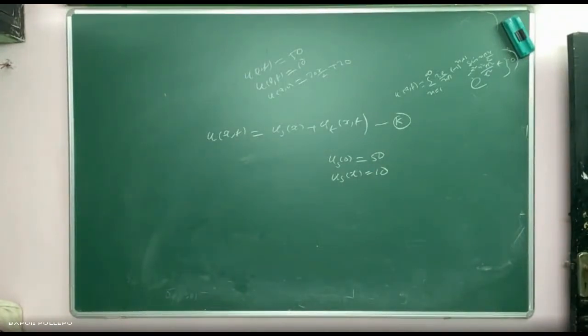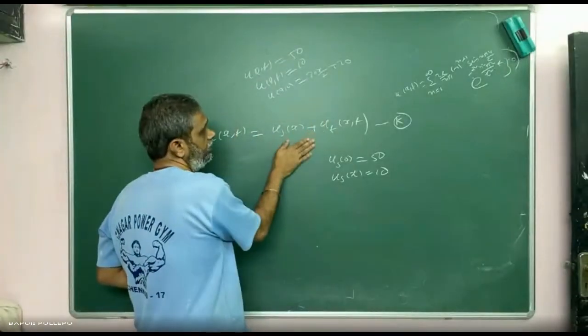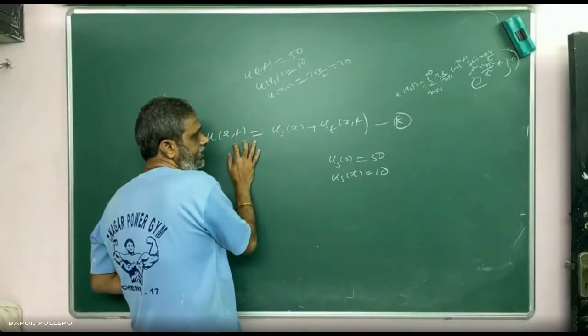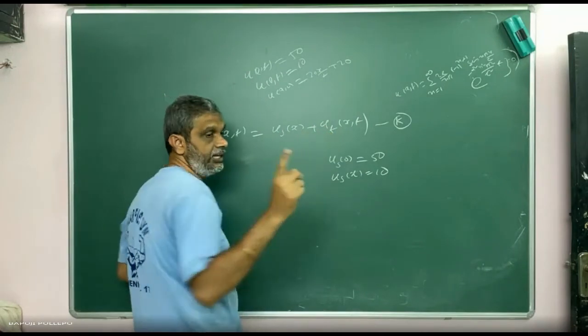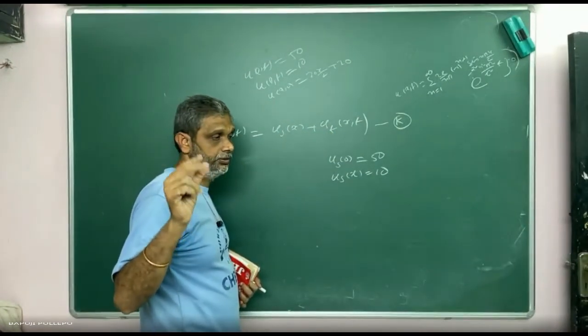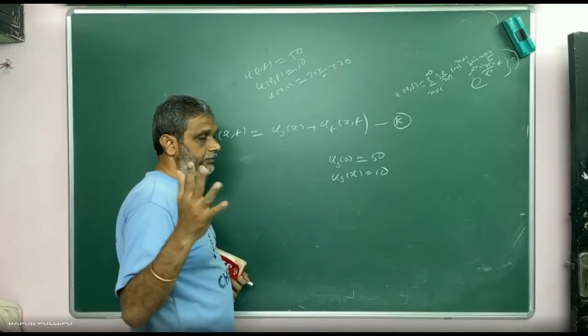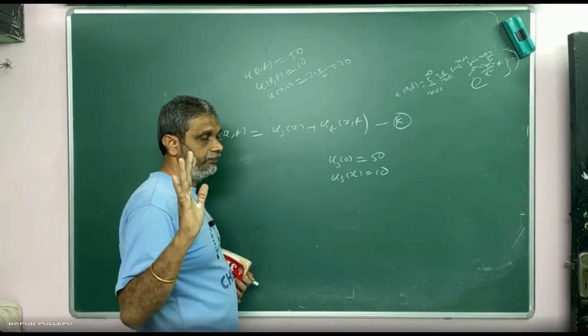So I am applying Us of 0 equal to 50 and Us of L equal to 10. This is the condition for the solution. Correct or not? The whole solution I have changed into two parts. Clear or not? Hello? Are you there or not? Yes sir, these are the conditions.